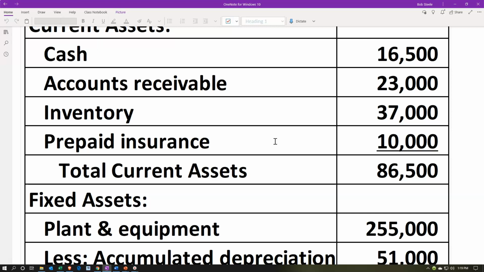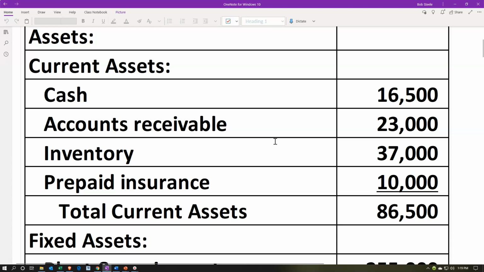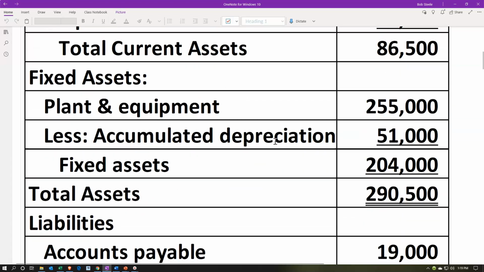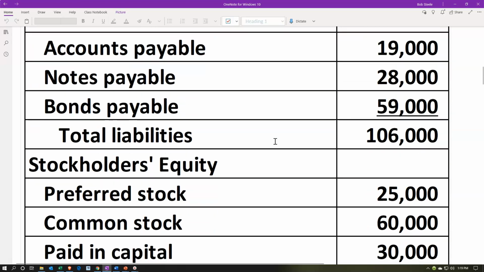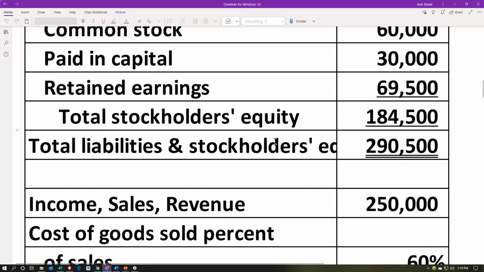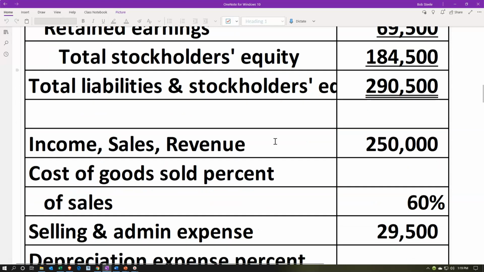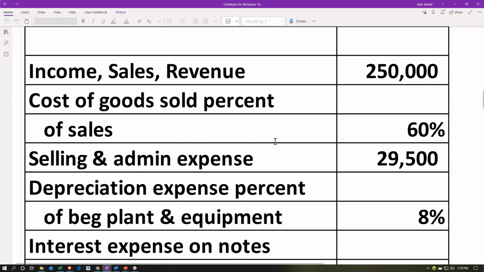I highly recommend doing this problem and other problems in Excel, practicing your Excel skills as well as looking at this data and putting it together yourself. But here we'll take this data and put it together in the financial statements and then review the balance sheet and income statement together. And then next time we'll add the next financial statement, which will be the cash flow statement.